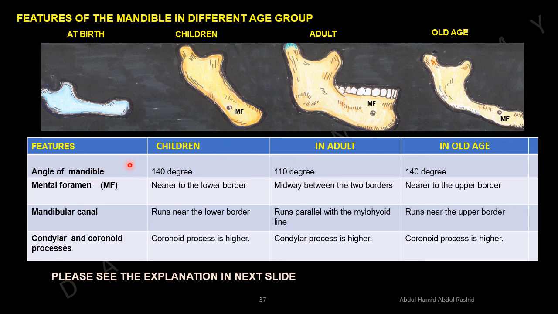Condylar and coronoid processes. In children, the coronoid process is higher. In adults, the condylar process is higher, and in old age, the coronoid process is higher. Please see the explanation in the next slide.